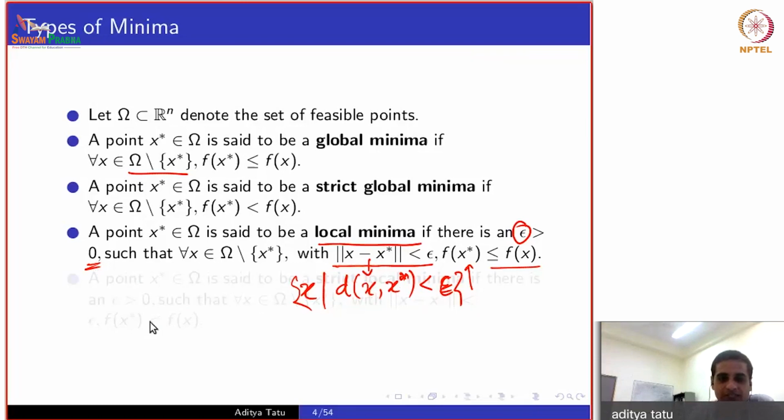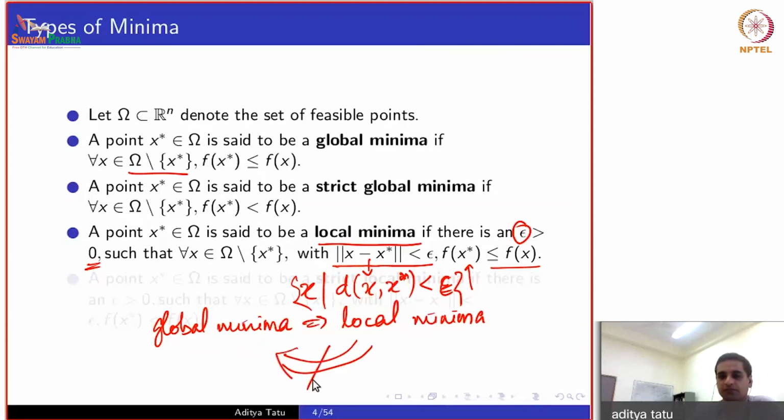Hope you see that a global minima is surely a local minima. But the converse, of course, is not true. A very simple example would be something like this. Function f, this is x. If I look at this point x star, it is a local minima, because if I look at other points in, let's say, this region, you can clearly see that the value of the function f is the smallest at x star in this set of points. But of course, the global minima for this function is, let's call it x. And this global minima is surely a local minima. That's what a local minima is.